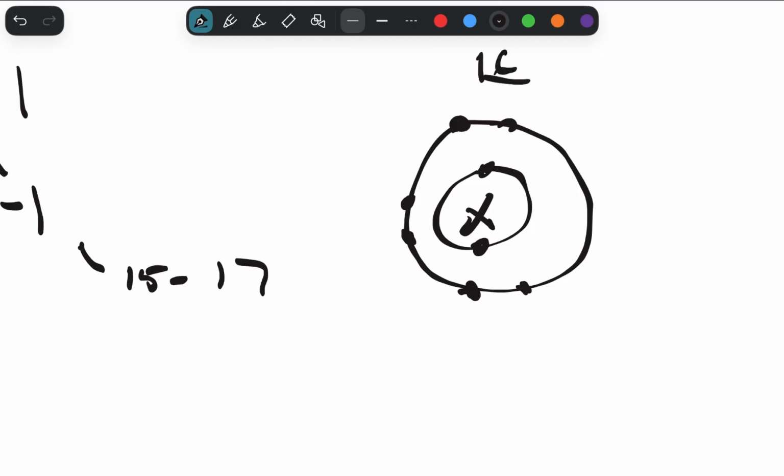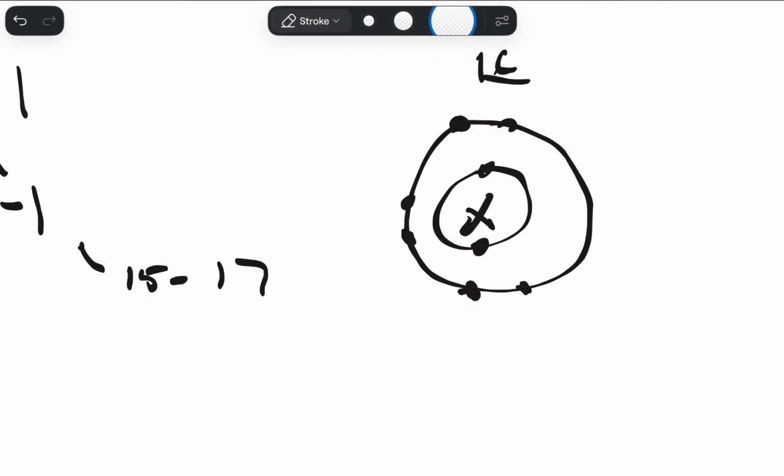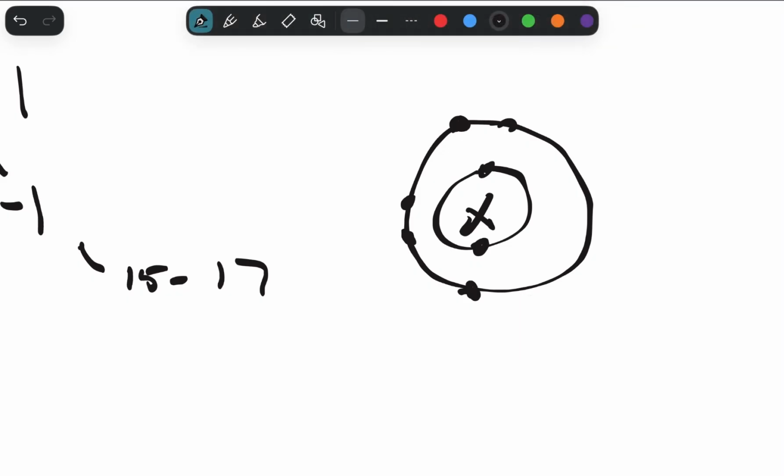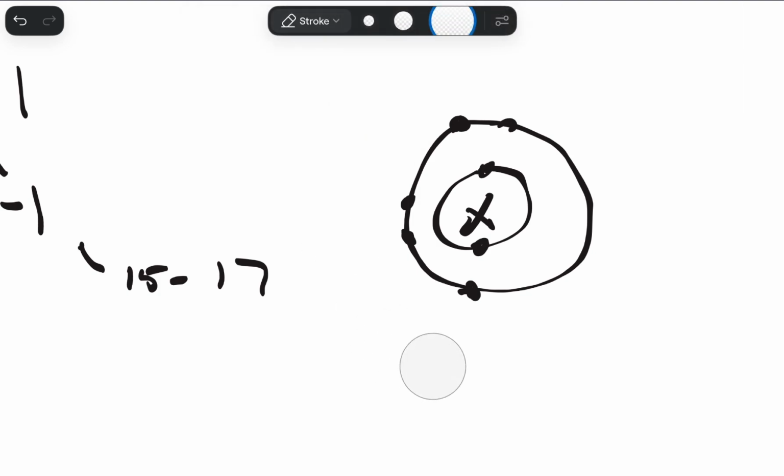Group 16. So what you can infer from this is that they would do the easier thing. Let's say it was in group 15 with 5 valence electrons, then of course gaining 3 electrons would be easier than losing 4 electrons.